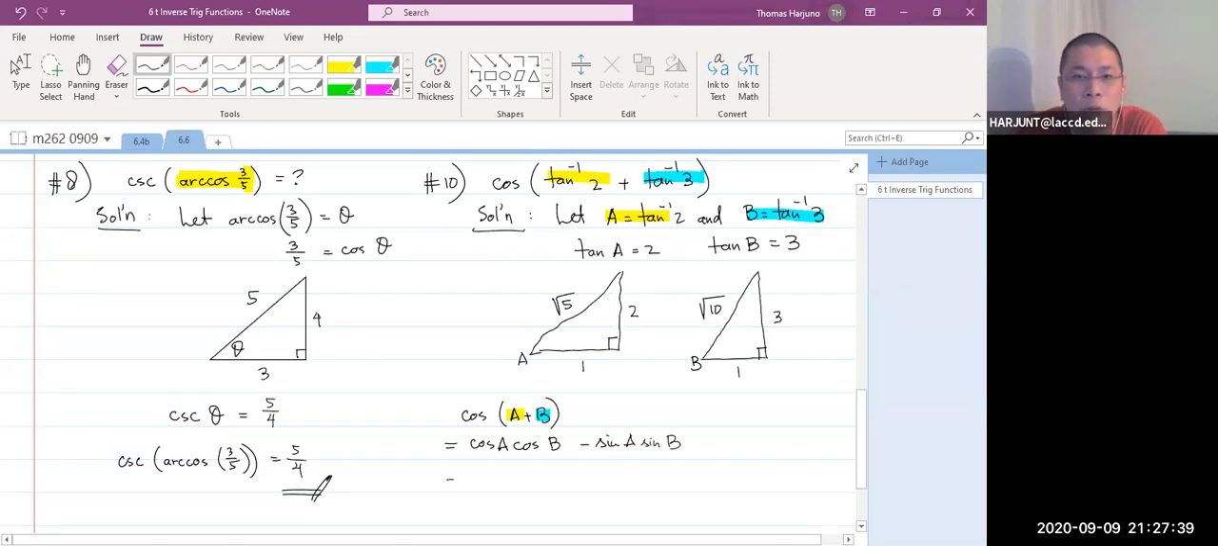Then you look at those triangles. What's cosine A? 1 over radical 5. What's cosine B? 1 over radical 10. Minus what is sine A? 2 over square root of 5. What is sine B? That's 3 over square root of 10.